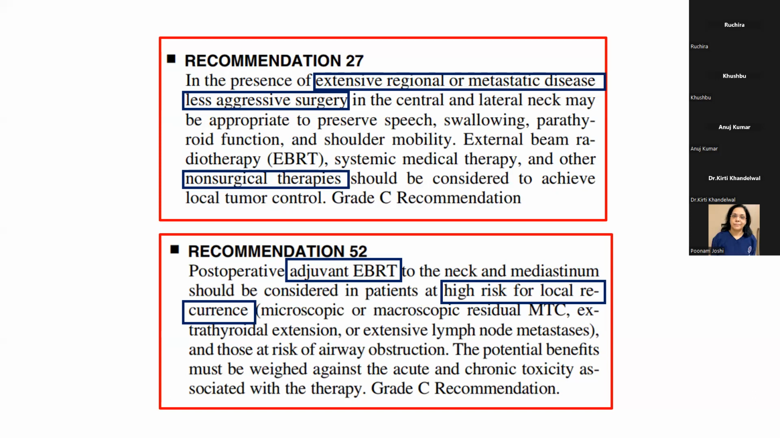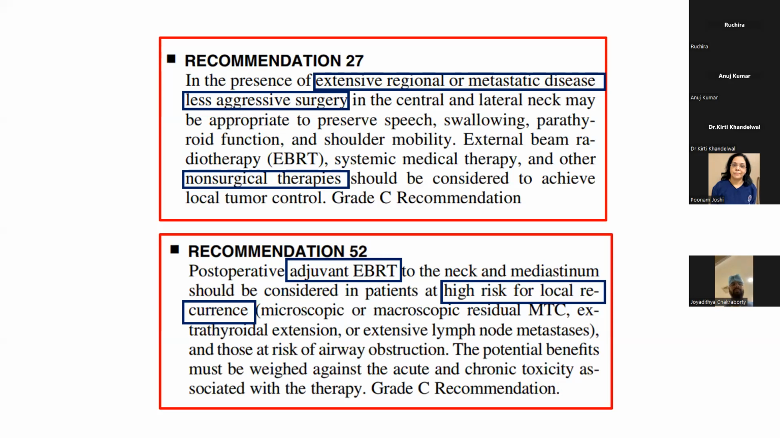And coming to the next recommendation, that is the recommendation on adjuvant EBRT in medullary thyroid cancers. This should be considered when there is a high risk of local recurrence. So if there is microscopic or macroscopic residual disease, extrathyroidal extension, extensive lymph nodal metastasis, or a risk of airway obstruction, these are some of the indications with a high level of local recurrence and more aggression. That sums up the medullary thyroid cancers as well.